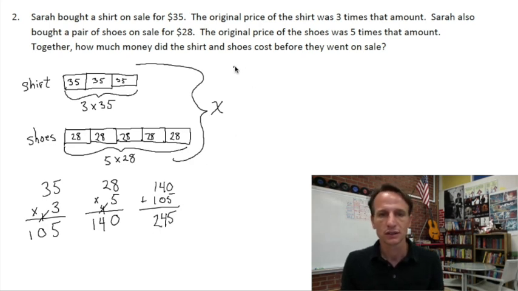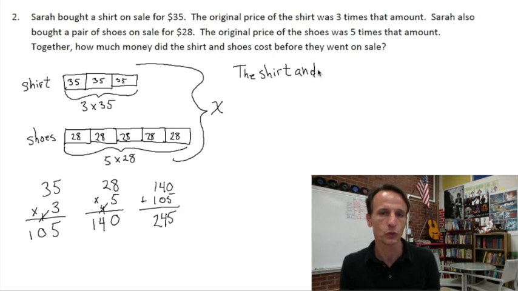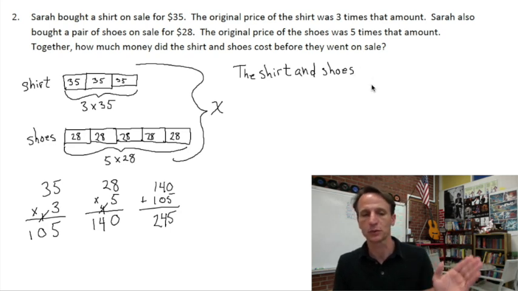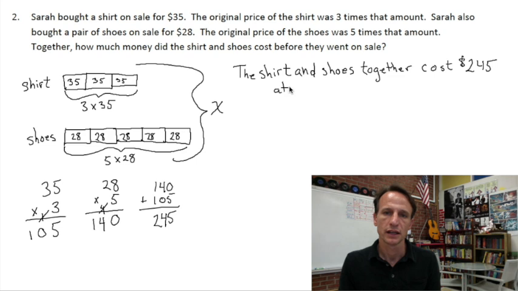So the shirt. And now I should point out, oh yeah, it does say together. The shirt and shoes together, I want to include that word, because without it, then it would be asking me what were the separate prices, which we did calculate. The shirt and shoes together cost $245 at full price.